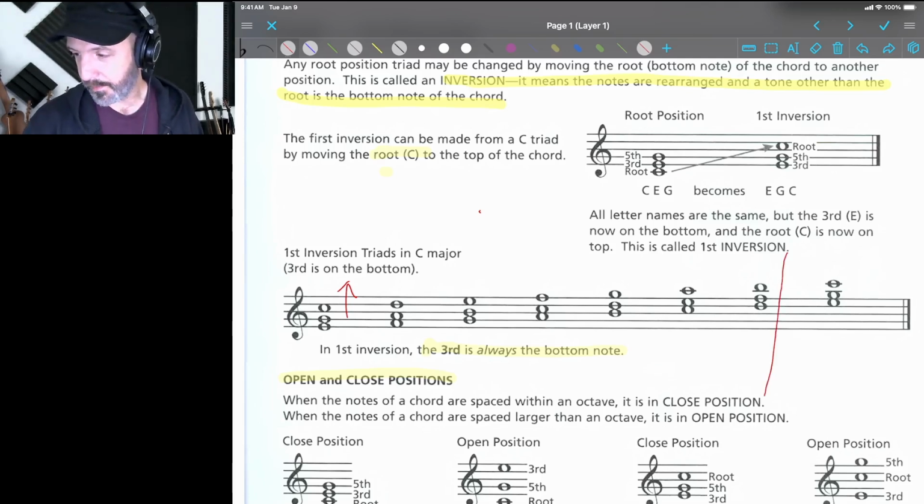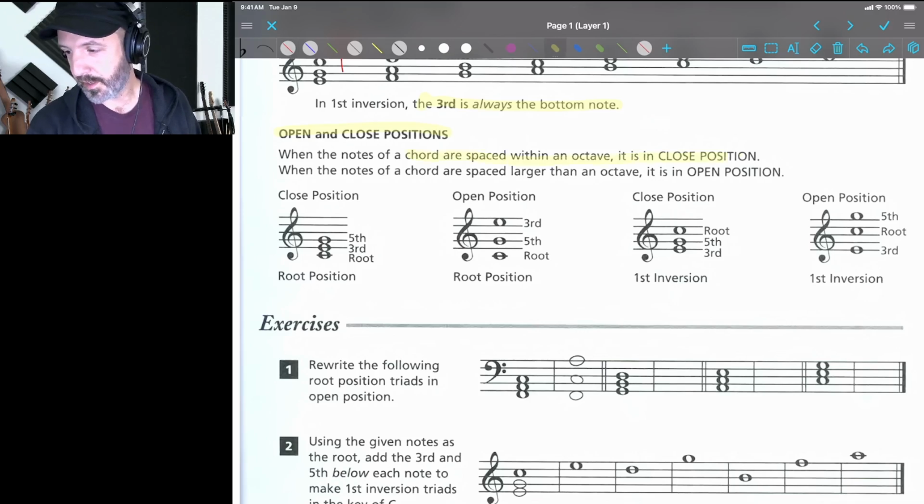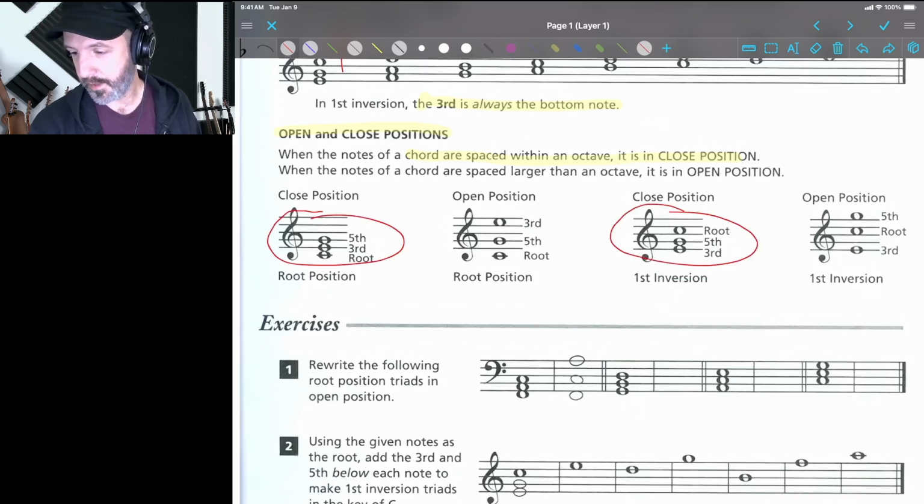All right. Open and closed position. So vocabulary alert. When chord notes are spaced within an octave, it's called closed position, just like these. This one, and that one. But when notes are spaced larger than an octave, which will often happen whenever you really start using this stuff in arranging, that's open position.